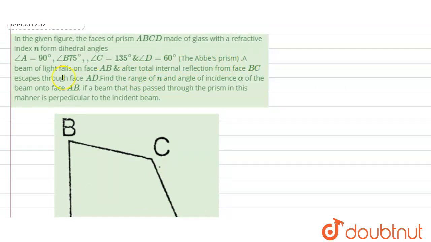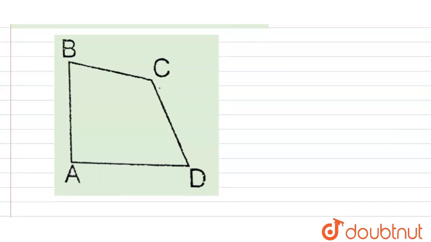Now what we need to find: there is a beam of light which falls on the face AB and there is a total internal reflection on the face BC. That means at this face there is total internal reflection and the light is escaping from the face AD. Now we need to find the range of n, that means the refractive index, and also the range of the angle of incidence for the beam onto the face AB, if the beam that has passed through the prism in this manner is perpendicular to the incident beam. So this is another condition which has been given.